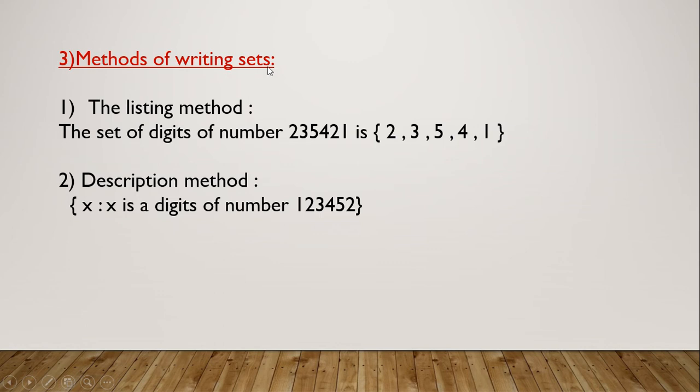Number 3, methods of writing sets. I can write the set with 3 methods: the listing method, the description method, and the Venn diagram. In the listing method, I open braces and write the elements inside the braces, put a comma between each 2 elements, don't repeat any elements, and the order is not important. Okay. In the description method, I will describe the set: x such that x is a digit of a number. The x here is the name of the set. Any set, its name is a capital letter. Okay.